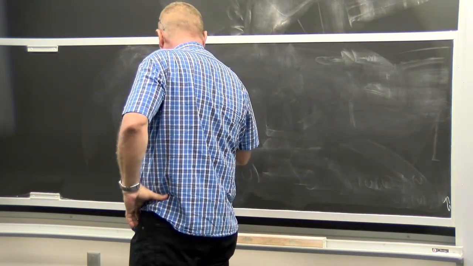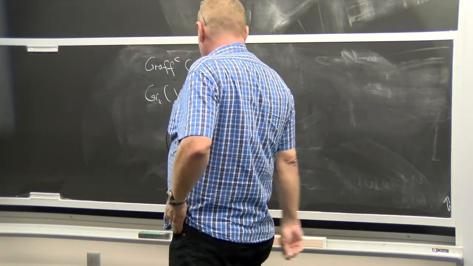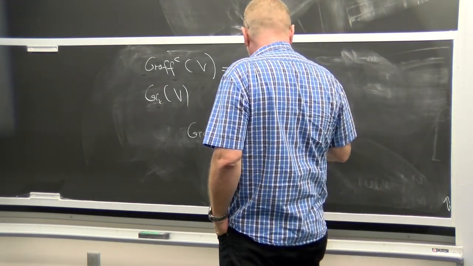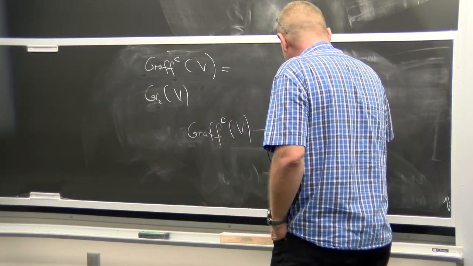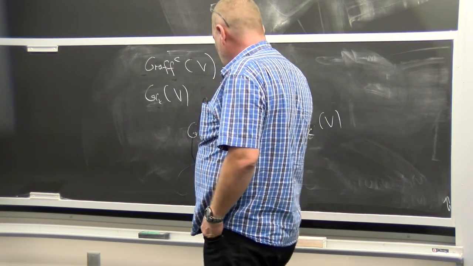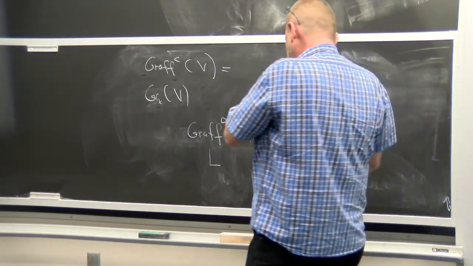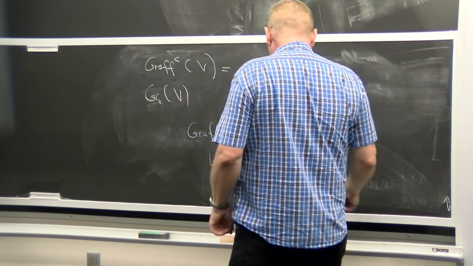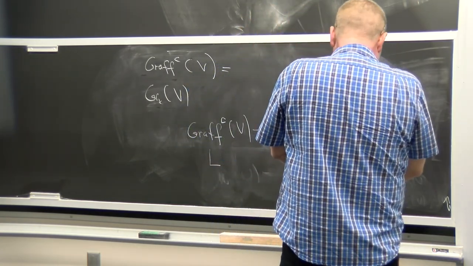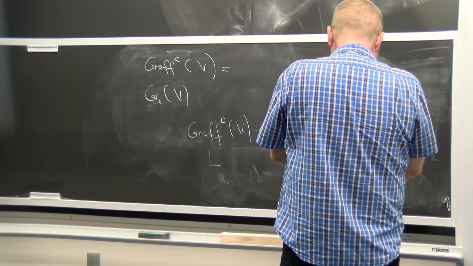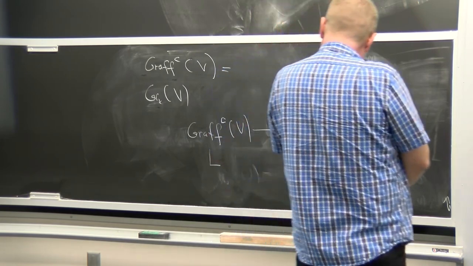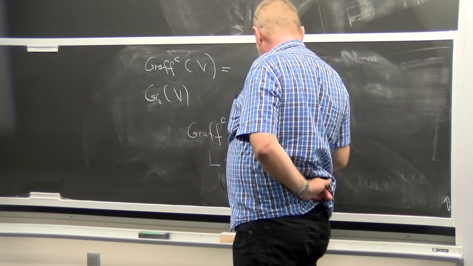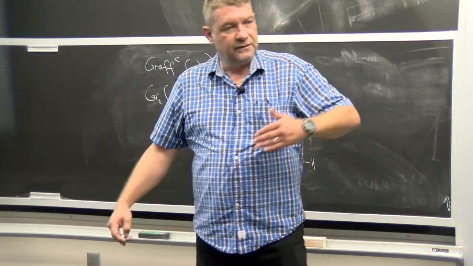There is a natural map from affine subspaces of codimension C to vector spaces of dimension C. Let me be very specific here. If you give me an affine subspace, I'll give you its parallel, the one that goes through the origin. You translate it to the origin.